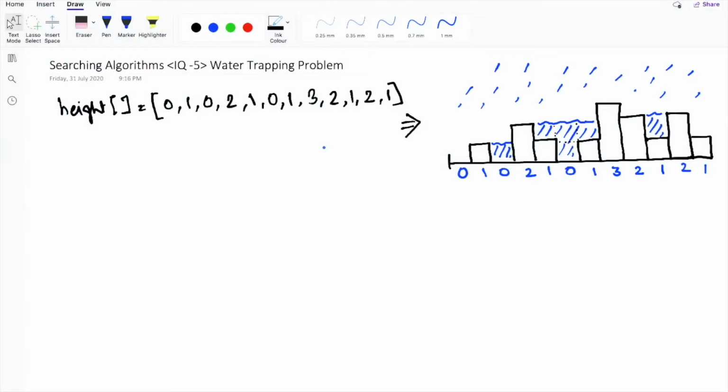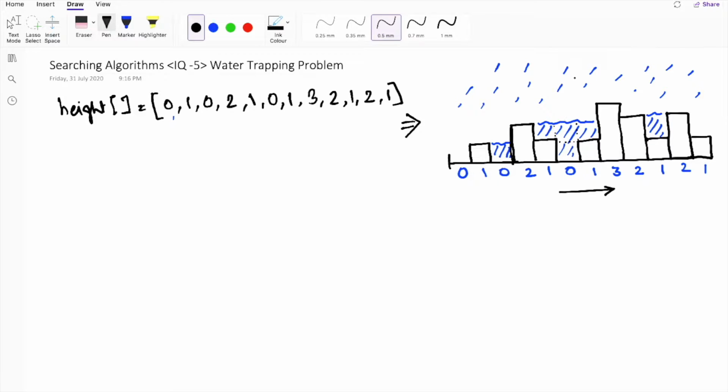Before going into the solution, let's first understand the problem. Here we have an array of numbers like 0, 1, 0, 2, 1 which represent the heights of blocks on plain land. For example, the first 0 means the height of this block is 0. Then comes a 1, meaning the height of this block is 1. Then again 0 means there is no block over here. Then comes 2, meaning the height of this block is 2. In this way we have an array of numbers which represent the height of each block.